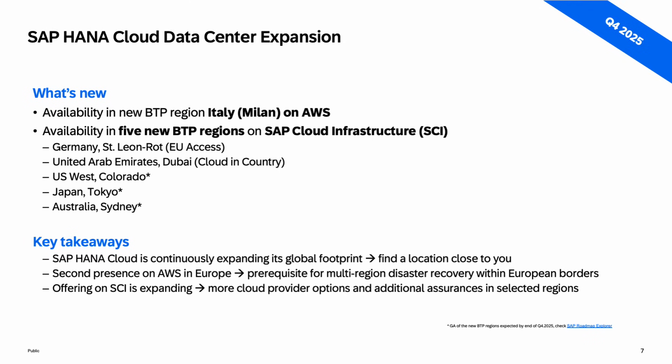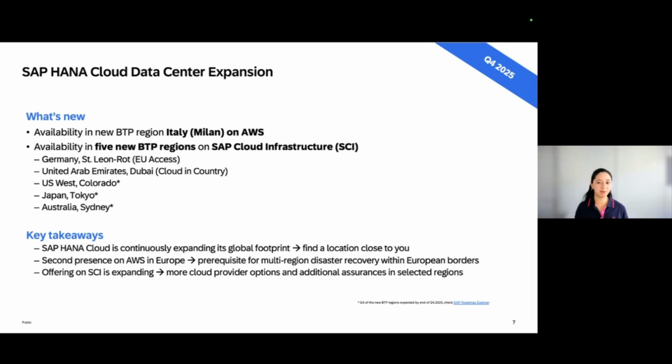We're introducing the SAP HANA Cloud availability in 6 new SAP BTP regions: Italy on Amazon Web Services, Germany on SAP Cloud Infrastructure, the United Arab Emirates on SAP Cloud Infrastructure, the US West on SAP Cloud Infrastructure, Japan on SAP Cloud Infrastructure, and Australia on SAP Cloud Infrastructure.